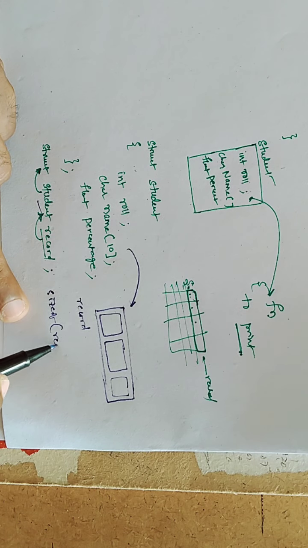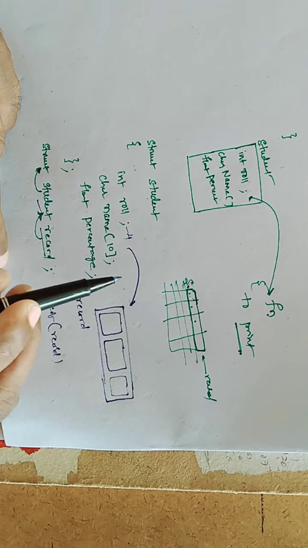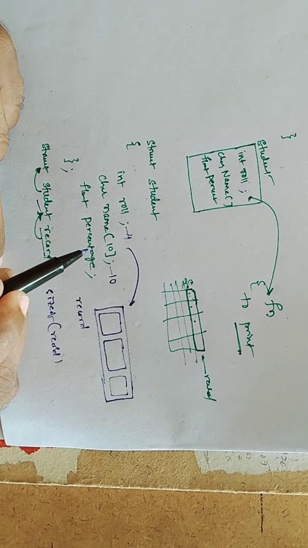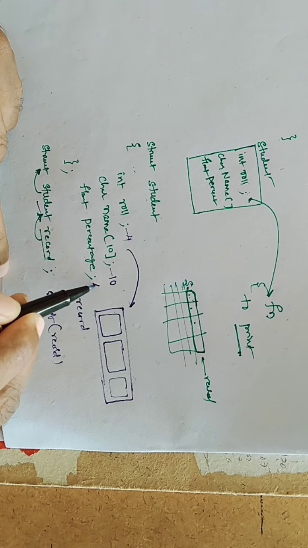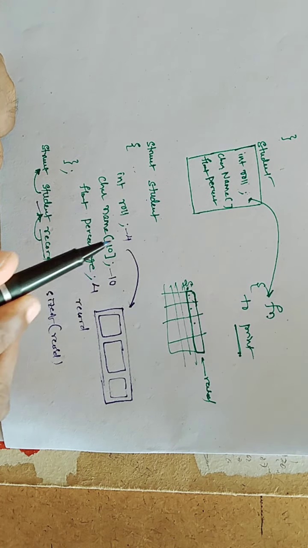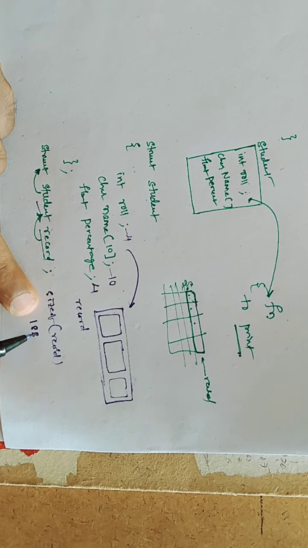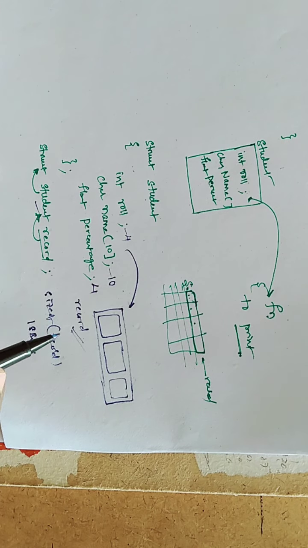Size of record is nothing but what? Sum of all these members. Int takes 4 bytes. Name takes 10 bytes because one character takes 1 byte, therefore we have 10 locations, 10 bytes. Percentage is of what type? Float type, therefore 4. So 10 plus 4 plus 4, which is 18 bytes. 18 bytes of memory will be allocated for a variable record.